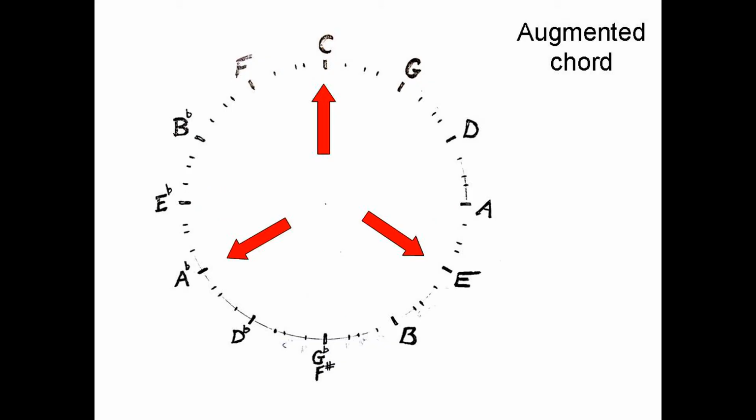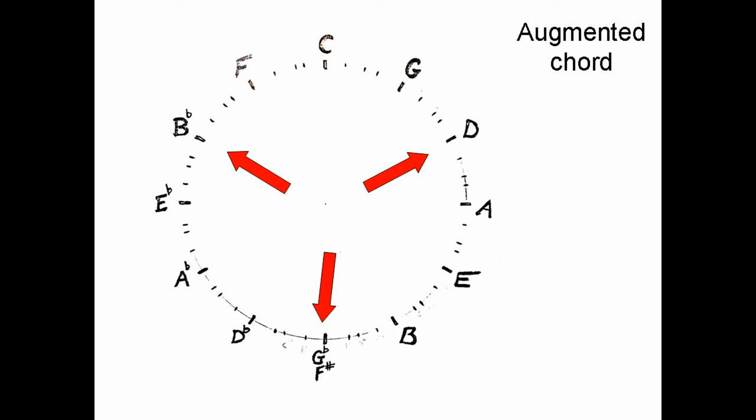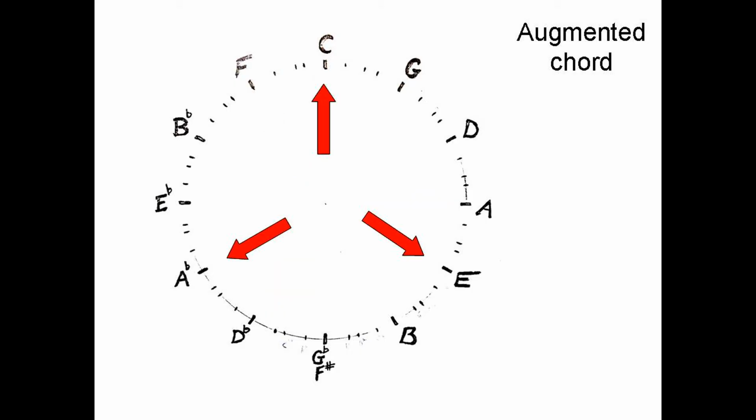Another interesting chord is the augmented chord. There we only have 3 notes, C, E and A flat. Moving everything 1 hour to the right, we'll have the G augmented chord. 1 hour to the right, we'll have the D augmented chord. And one more hour to the right, we have the A augmented chord. And next, we're back to the C augmented chord, which is also the E augmented chord or the A flat augmented chord. There are only 4 augmented chords in total.